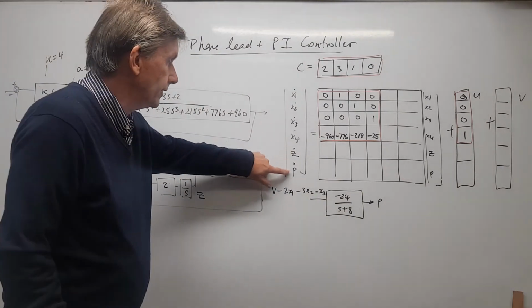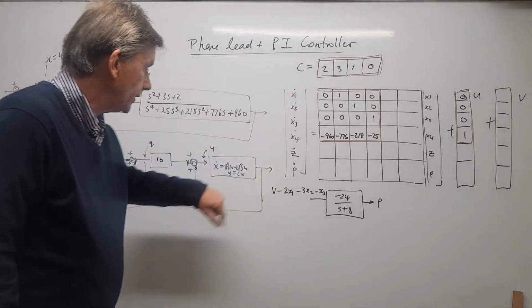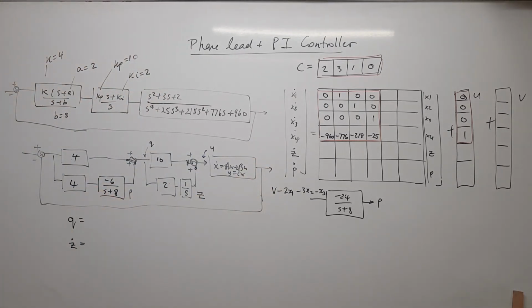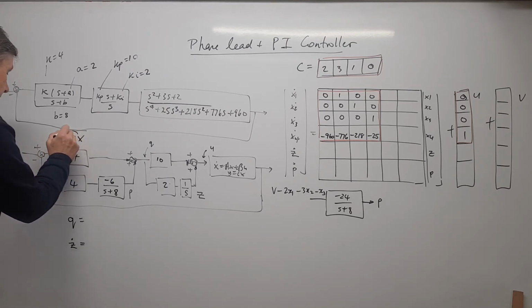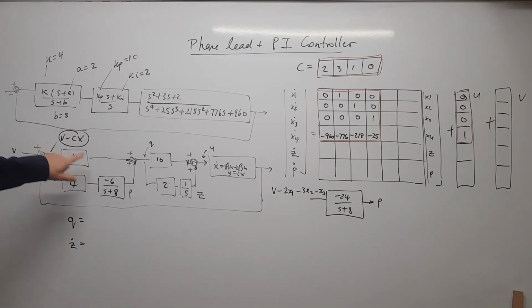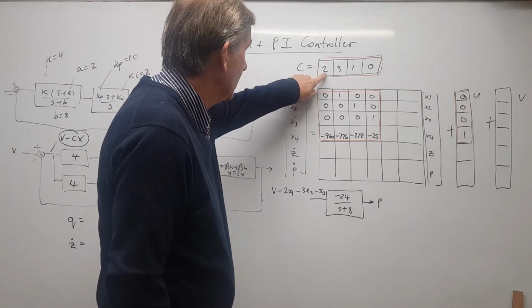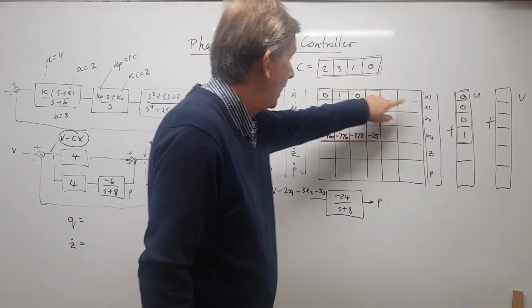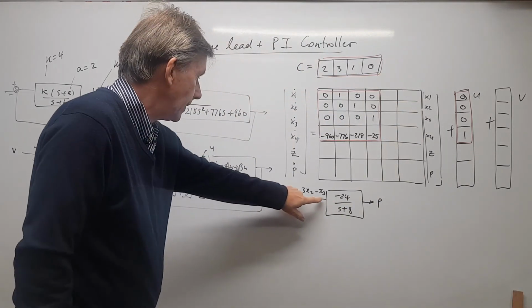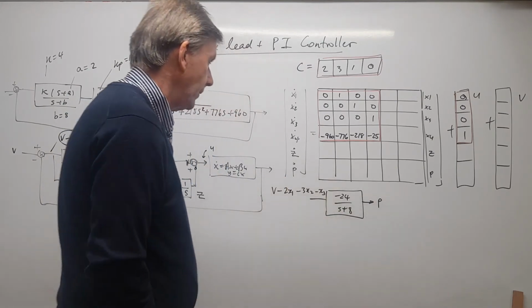I've added in 2 more states into this, one to represent Z and one to represent P. And the first thing we need to look at now is this box here. And if we look at this one, we've got 6 fours are 24, minus 24, so that's the minus 24 over S plus 8. And the signal coming in now here is V minus Cx. It's V minus Y. So that's V minus Cx. So it's going to be minus 2x1 minus 3x2 minus x3. So that's my V minus Cx, and that's going into this box to give me the P.